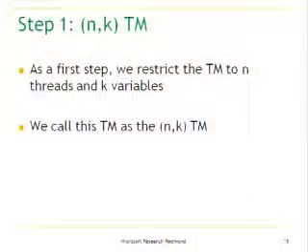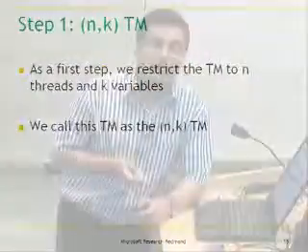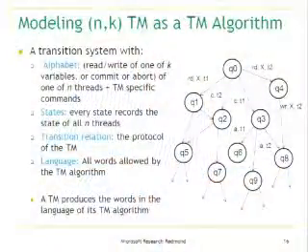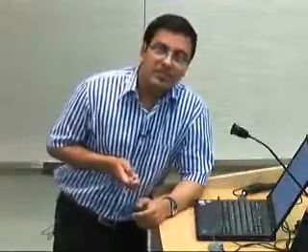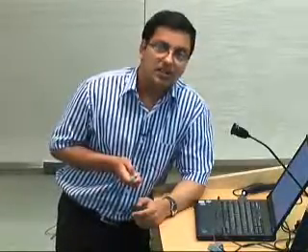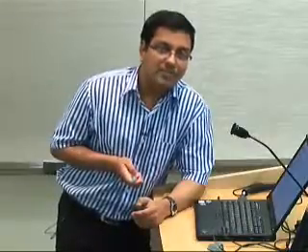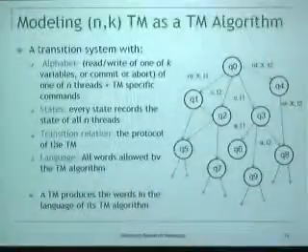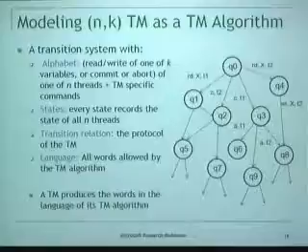So now we model check different TMs for safety. At the first step, we consider an NK TM, which is a TM restricted to n threads and k variables. We model an NK TM as a TM algorithm, which is a transition system. The alphabet of the transition system is the reads and writes of different variables, commits or aborts of one of the n threads. And apart from that, we have TM-specific commands. For example, in TL2, we saw that there is a validate step and a lock step, so we put them separately.